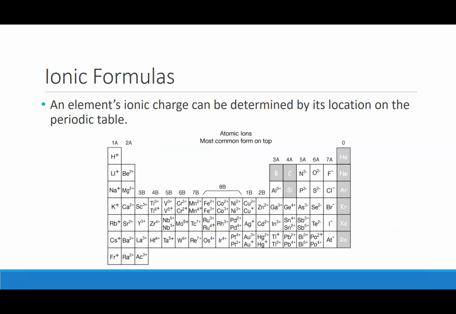The location of an element on the periodic table can tell us what its ion's charge will be. The periodic table shown here gives the ionic charges of the elements. Group 1 ions have a +1 charge. Group 2 ions have a +2 charge. And ions of group 13 elements generally have a +3 charge. Group 15 ions have a -3 charge. Group 16 ions have a -2 charge, and group 17 ions have a -1 charge.